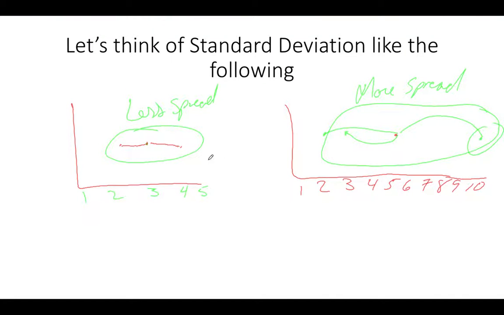So that wraps up our review associated with standard deviation. I hope this has helped you understand a little better standard deviation, why we use it, and how we use it.